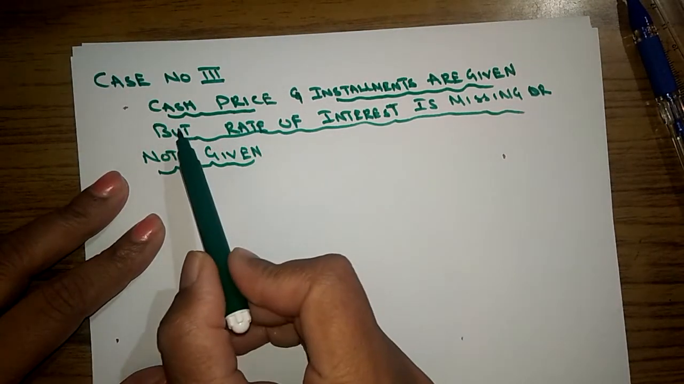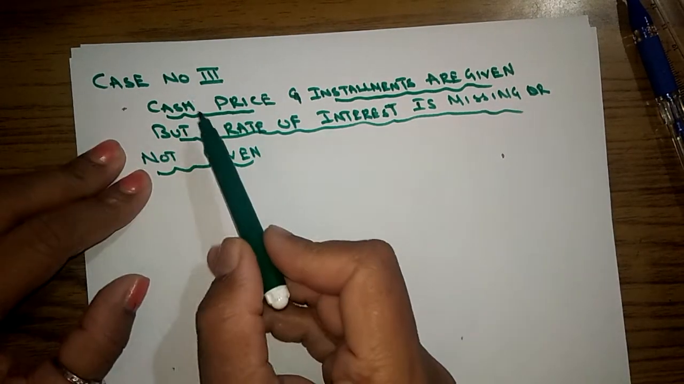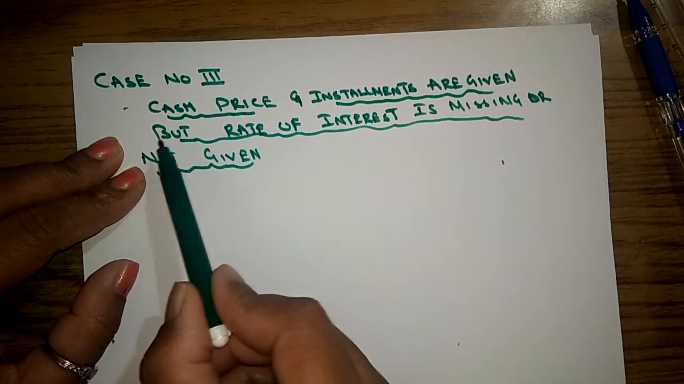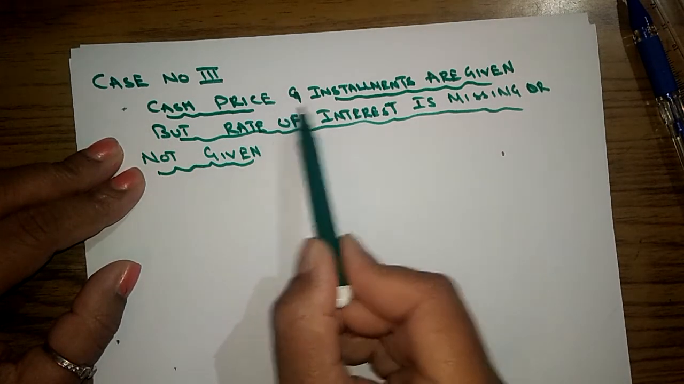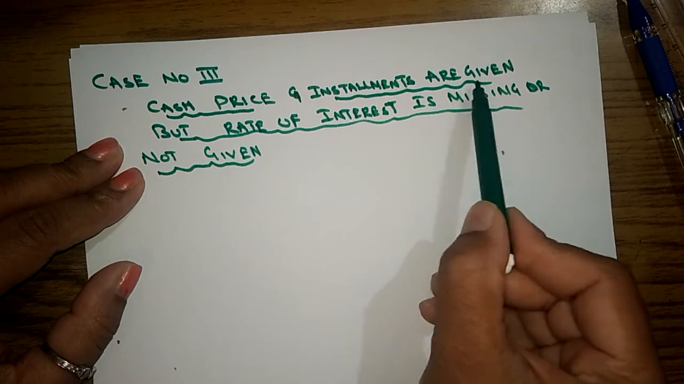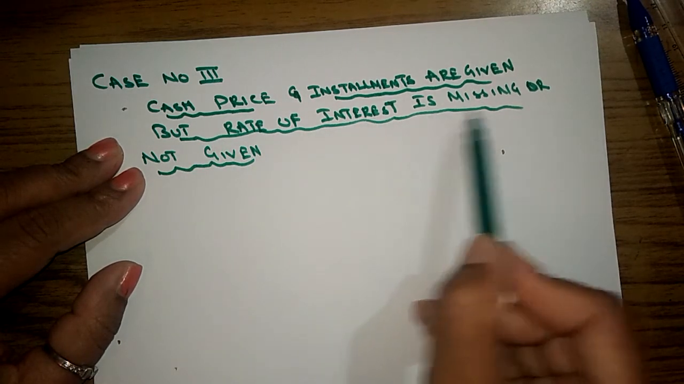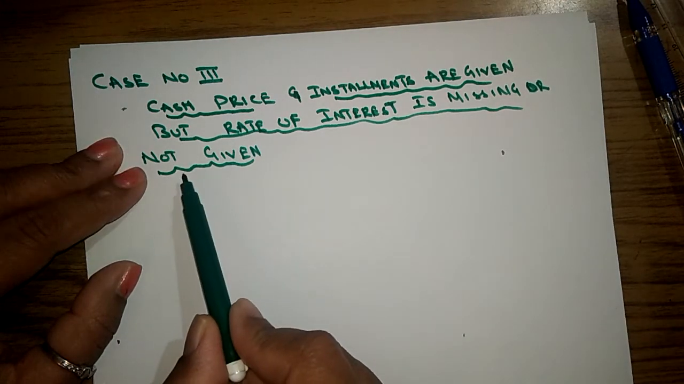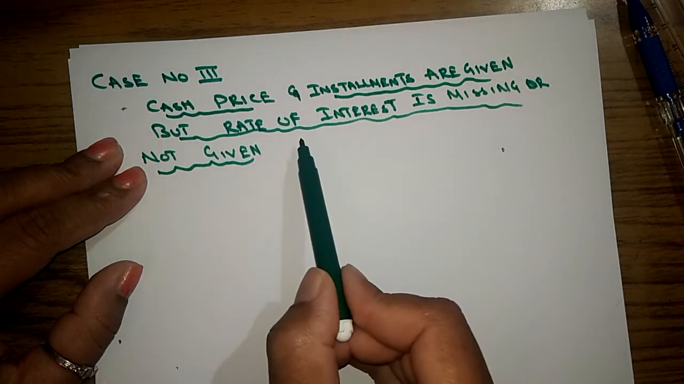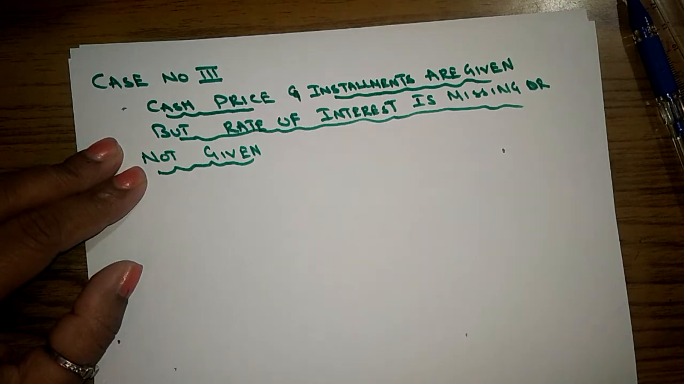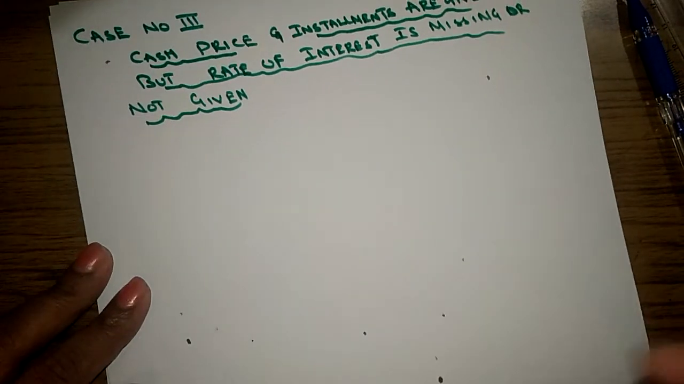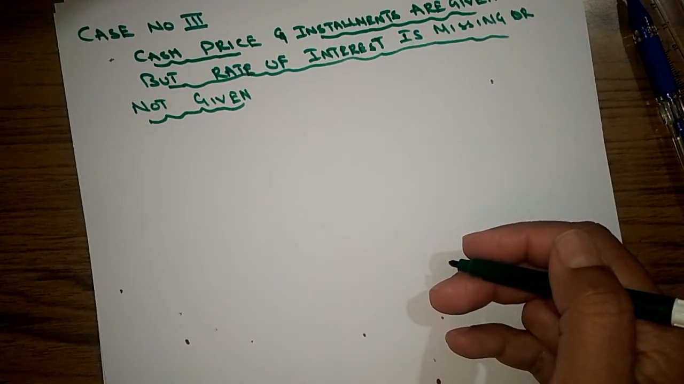Okay, let's continue our discussion. This is case number 2. When the cash price and installments are given in the question, but the rate of interest is missing. In the case when the rate of interest is not given in the question, how to find out the hire purchase price, that we are going to see in this case.